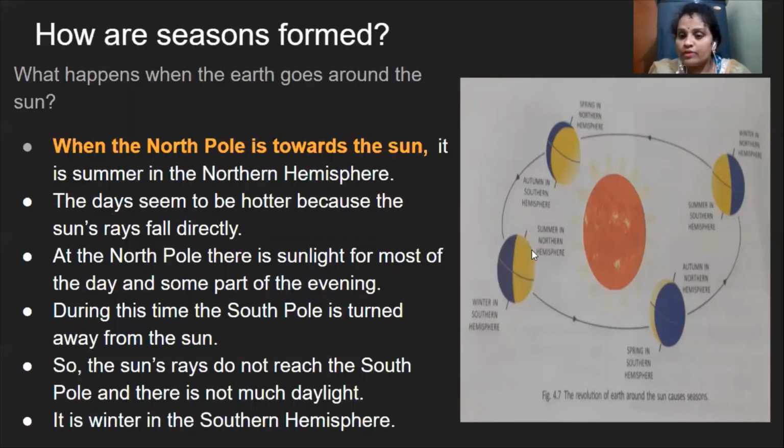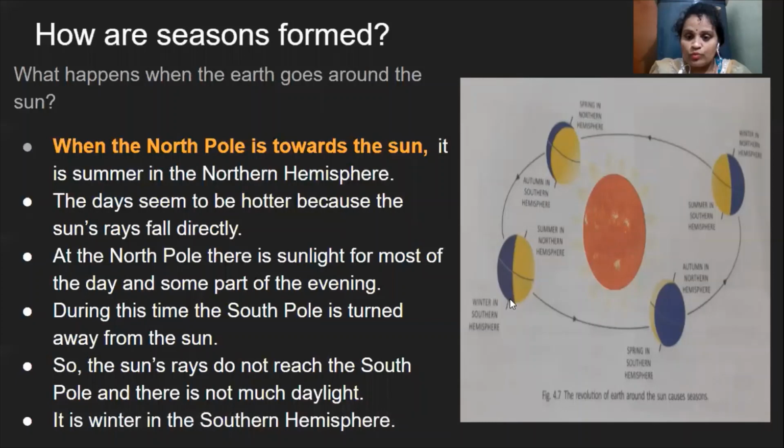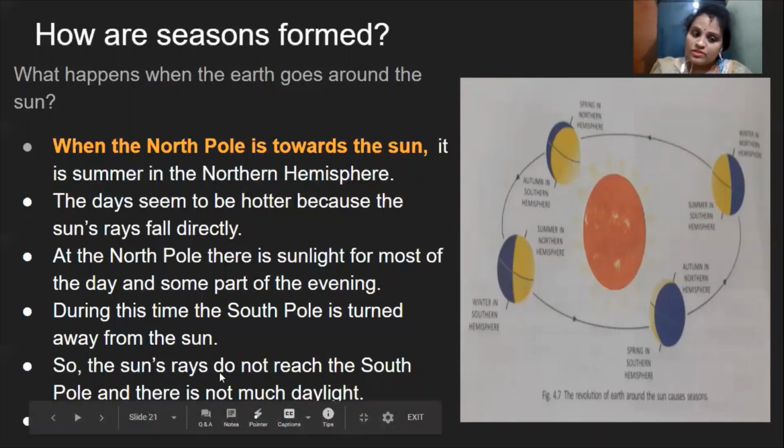Here, if you observe the northern hemisphere, you can see most of the day experiences daytime and the remaining is evening. And during this time, the South Pole is turned away from the sun. At this time, the South Pole is turned away from the sun, right? So the sun's rays do not reach the South Pole and there is not much daylight.